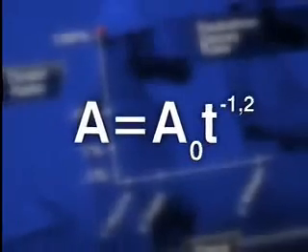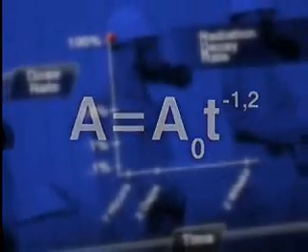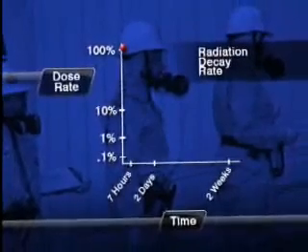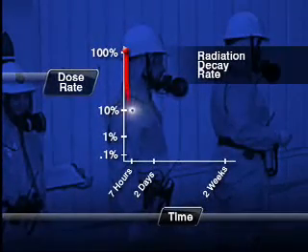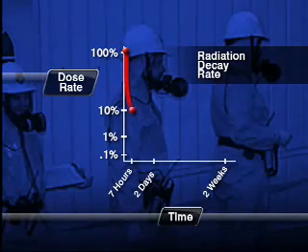This can be approximated by the rule of 7. Whenever the time since detonation increases by a factor of 7, the dose rate decreases by a factor of 10. 7 hours after detonation, the dose rate has decreased to 10% of its initial value.